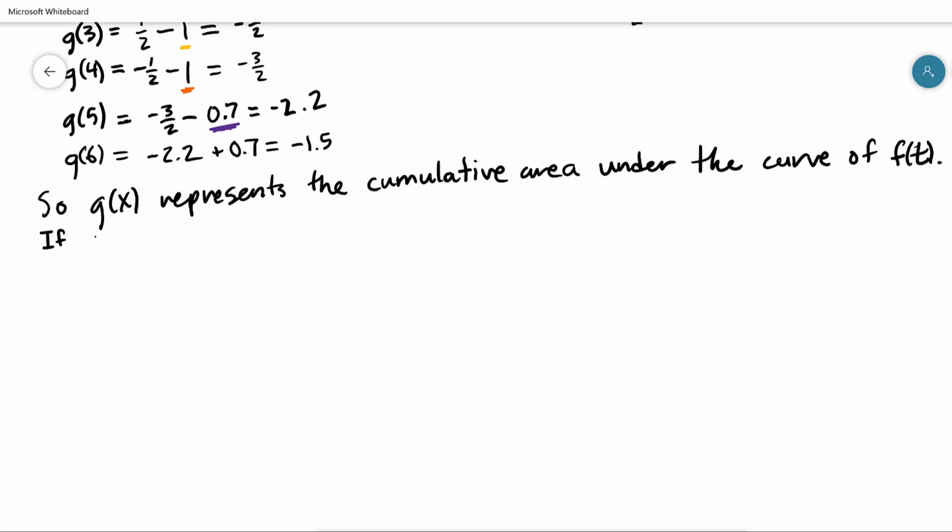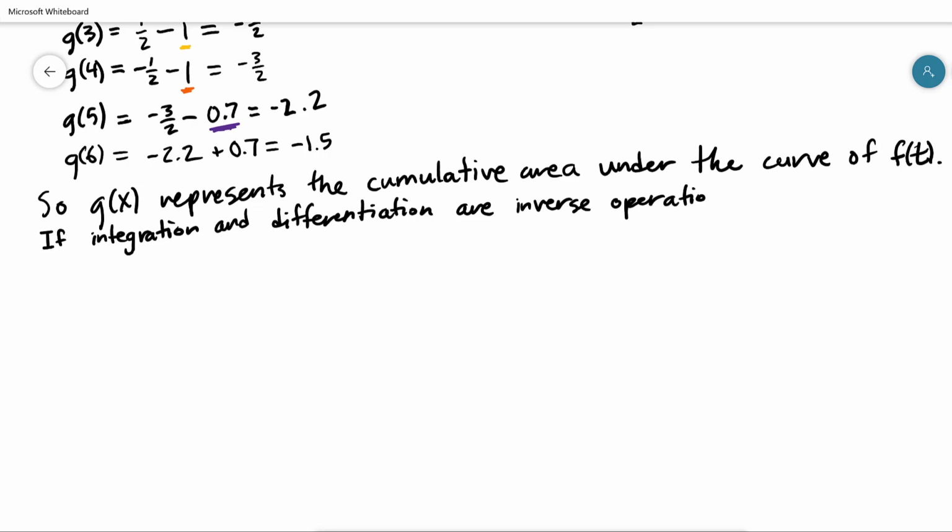So I want to see if integration, which is what we just did, and differentiation are inverse operations. They don't need quotes. If they are inverse operations, then g prime, when I take the derivative of x, I should get back f.